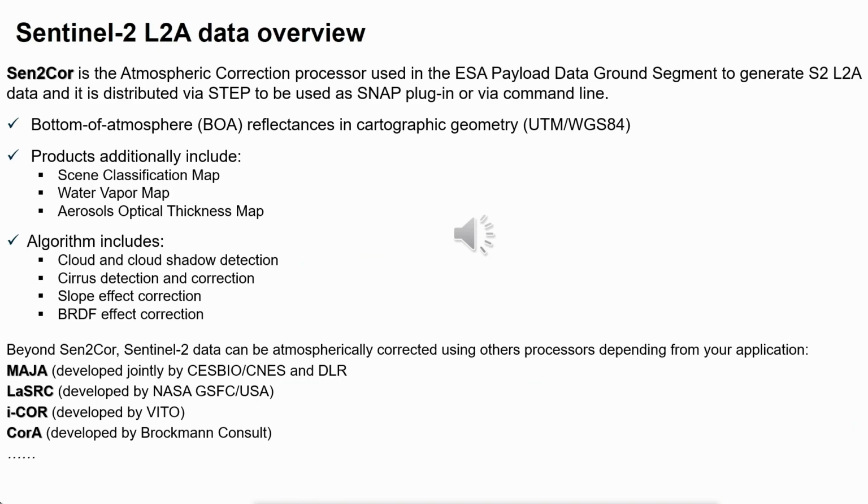Apart from Sen2Cor, Sentinel-2 data can be atmospherically corrected using other different processors, depending on your application. For instance, we have MAJA, developed by CESBIO, CNES, and DLR, LaSRC, developed by NASA, iCOR, developed by VITO, C2RCC, developed by Brockmann Consult, and many others.